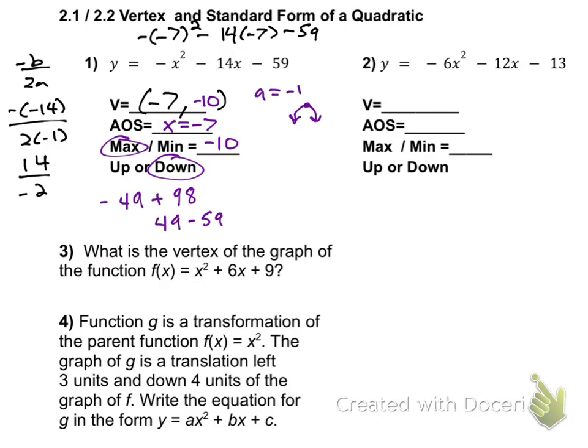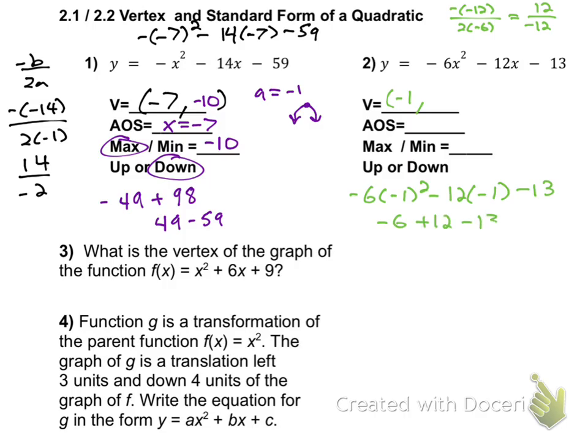So number 2, I will have negative 12 over 2 times negative 6, which gives me negative 1. All right, plug that back in. I'll have negative 6 times negative 1 squared minus 12 times negative 1 minus 13. So that gives me negative 6 plus 12 minus 13. 6 minus 13 gives me negative 7.